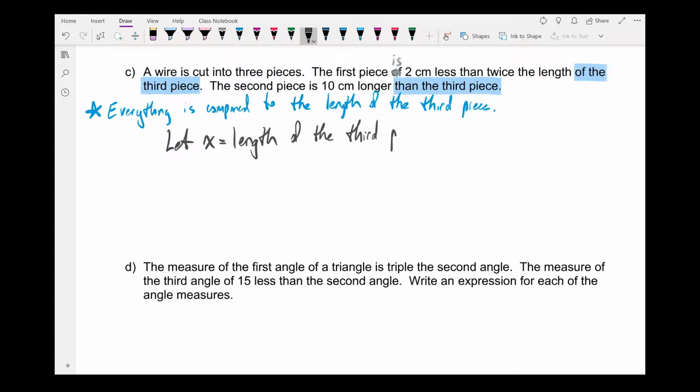Now that we've got this set up, we can try to make our expressions one by one. A wire is cut into 3 pieces. The first piece is 2 centimeters less than twice the length of the third piece. Try to take that sentence. The first piece, 2 centimeters less than what? Twice the length of the third piece.